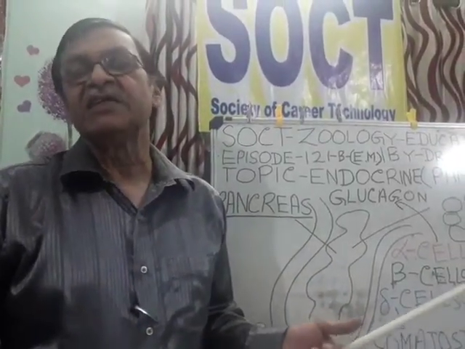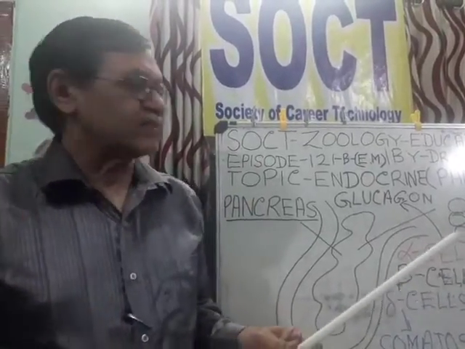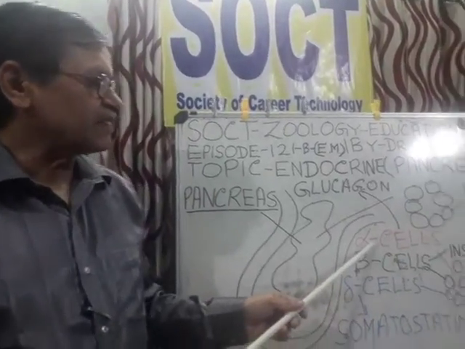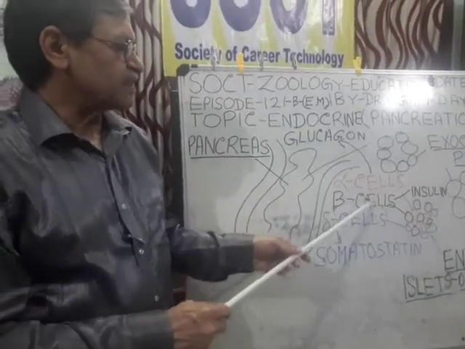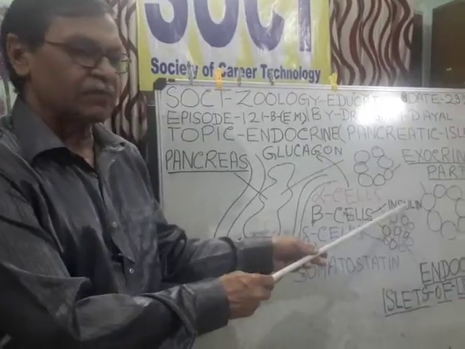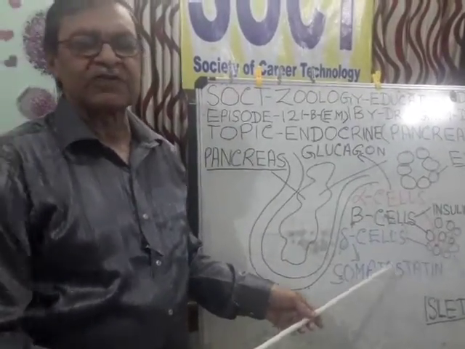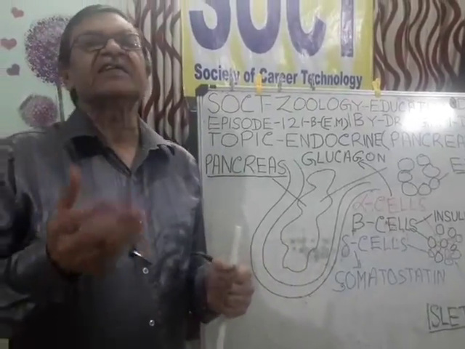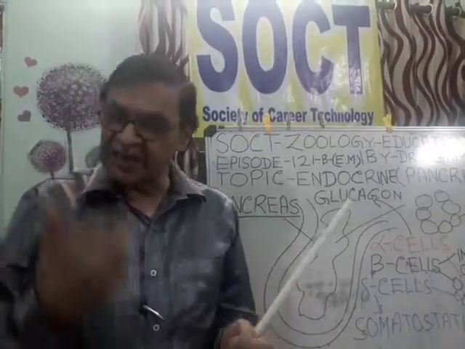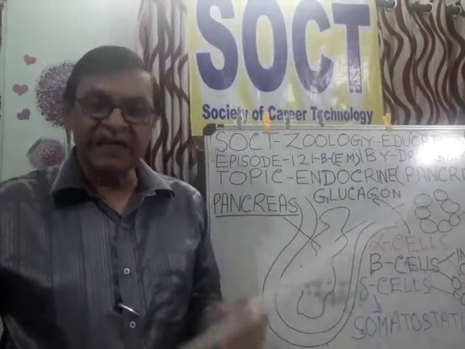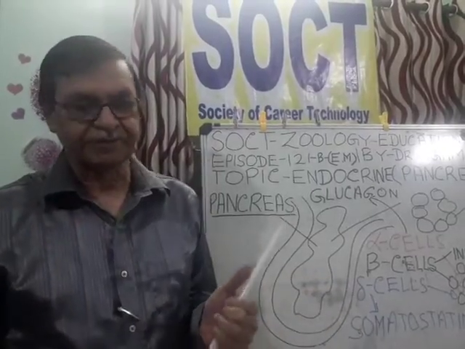It secretes certain hormones. There are mainly three types of cells in it: alpha cells which secrete glucagon hormone, beta cells which secrete insulin hormone, and delta cells which secrete somatostatin. Somatostatin is also secreted from the hypothalamus. It is an inhibitory hormone. It inhibits the secretion of both insulin and glucagon.